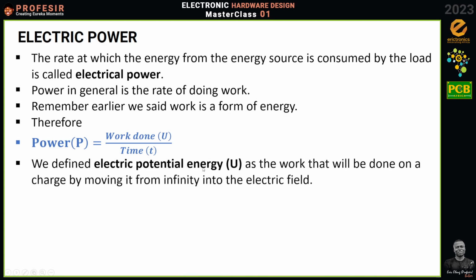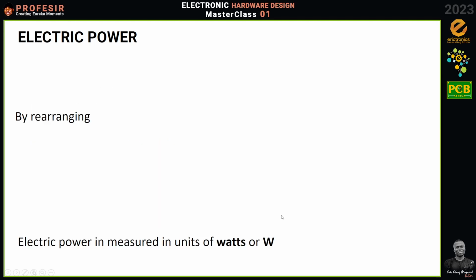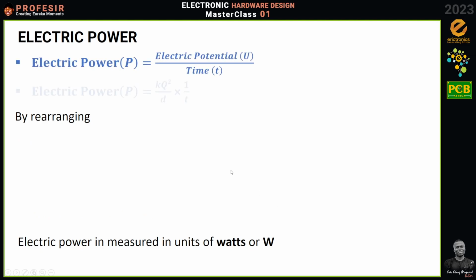we defined electric potential energy as the work done in moving a charge from infinity to the vicinity of the charges that created the potential. So that is in a way a form of work done. Great. So if we substitute work done by our electric potential U and divide by time, we get electric potential, which is kq squared over d, we already defined that, times 1 over t.